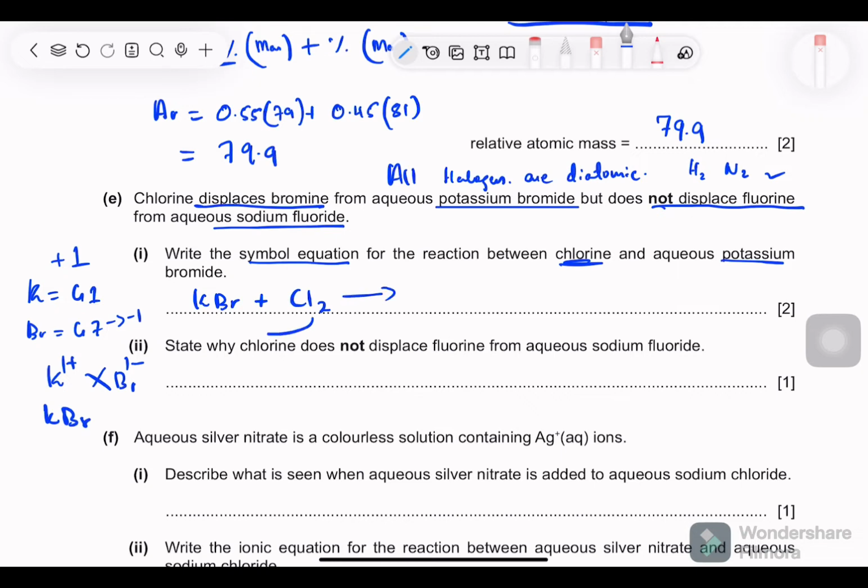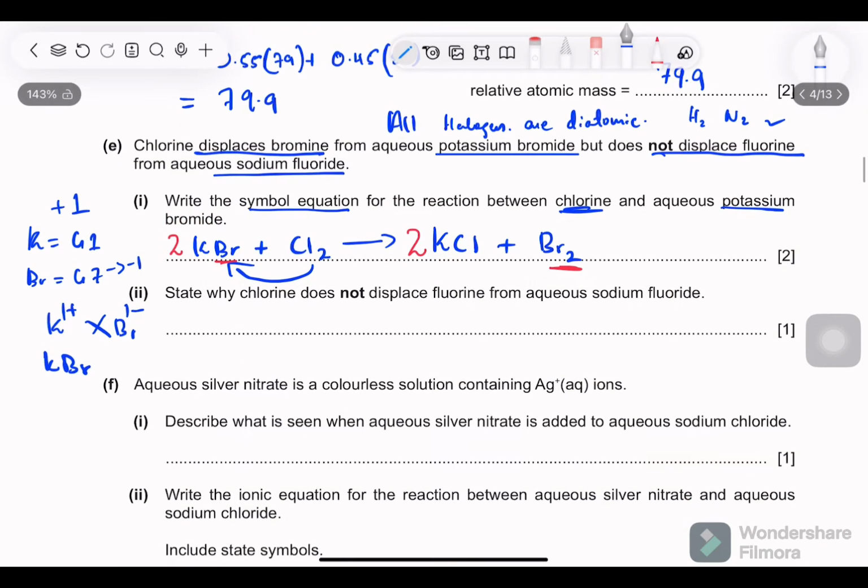Now, Cl will displace bromine from here. It will become KCl, the same formula as it is also in the same group, plus Br2 will remain over here like this. Now we have to balance this as well. So we can see 2Br over here and 1Br over here. If we add a 2Br on either side, now we have 2Cl. We can add 2Cl over here, which will automatically balance the potassium itself.